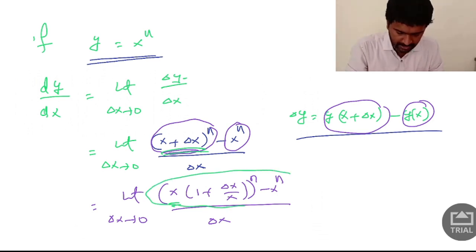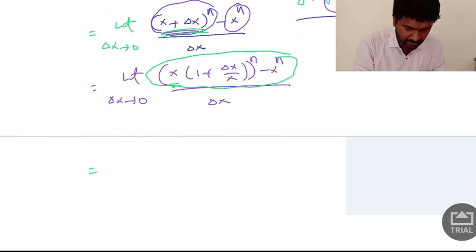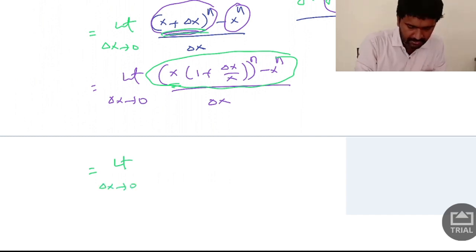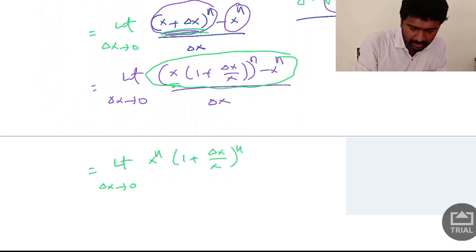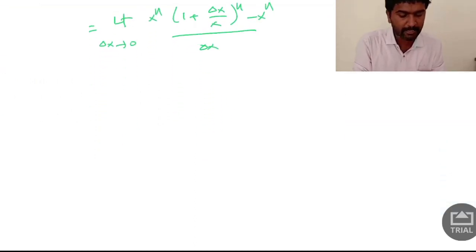So in this equation, I can take x power n common once again. If I take x power n common, you will get limit delta x tends to 0, x into 1 plus delta x by x whole power n, that is x power n, 1 plus delta x by x whole power n, minus x power n, by delta x. So this is what your dy by dx is.